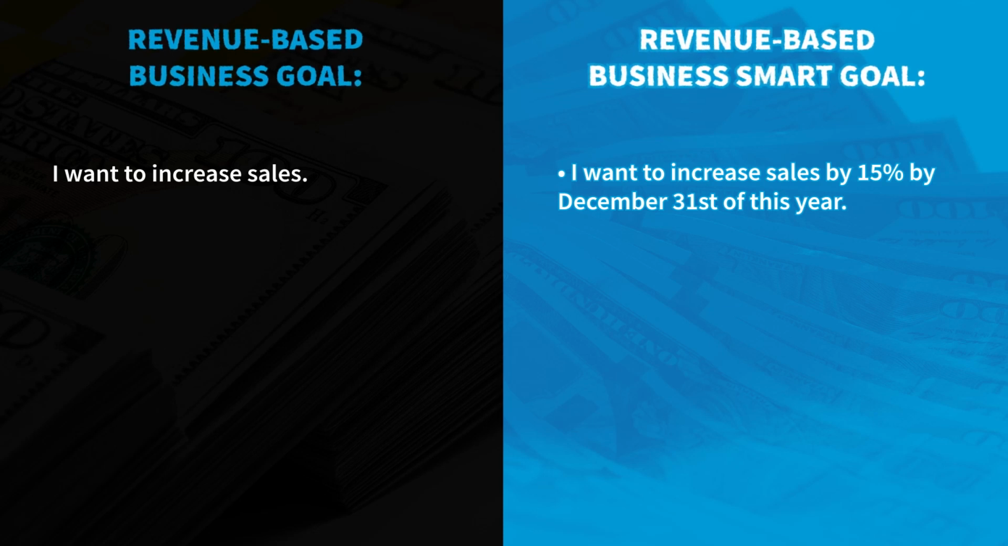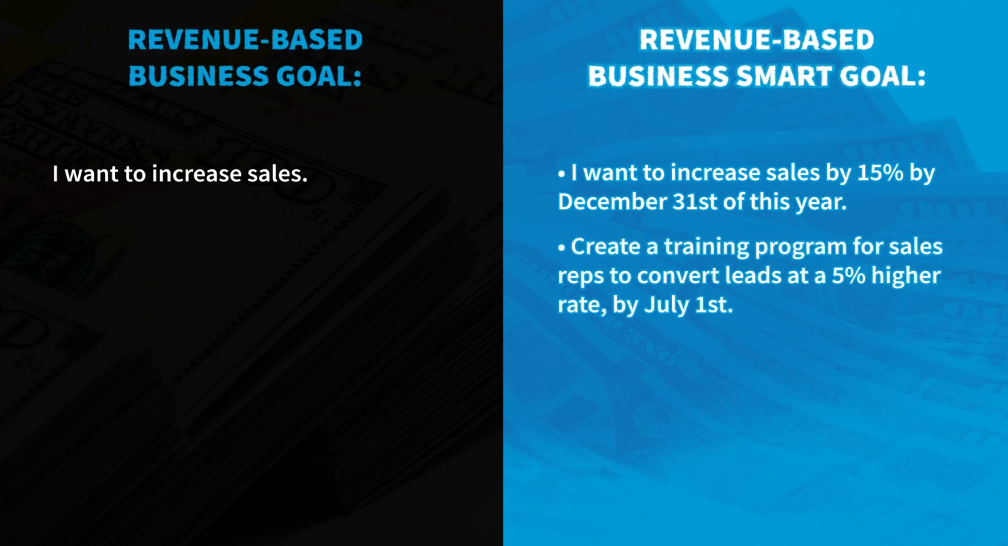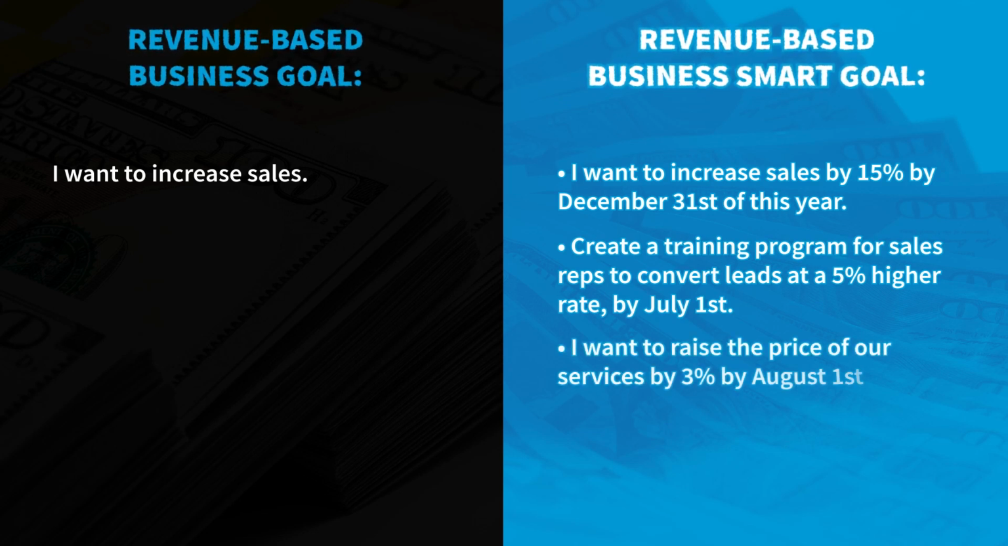Or here's another example. I want to create a training program for sales reps to convert leads at a 5% higher rate by July 1st. And here's one more. I want to raise the price of our services by 3% by August 1st. These are examples of business goals that will help you increase your revenue that also pass the SMART test.